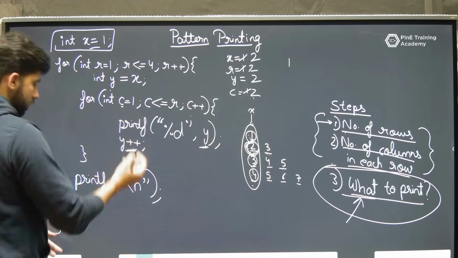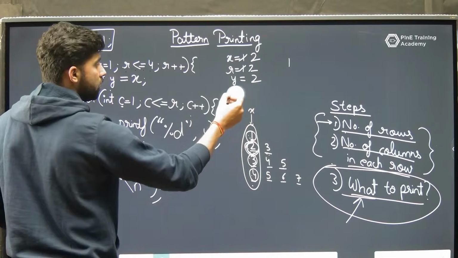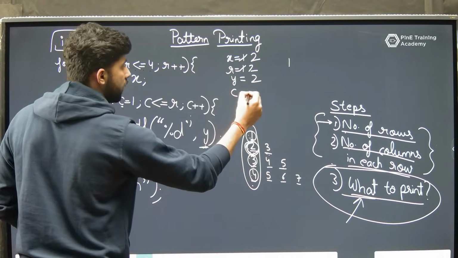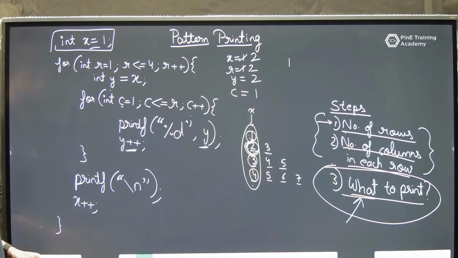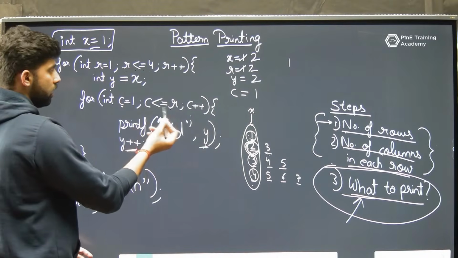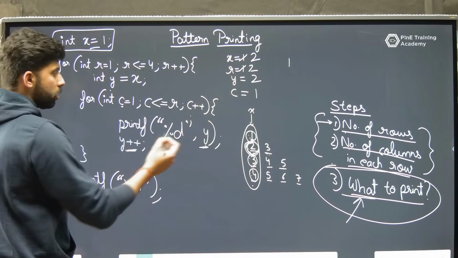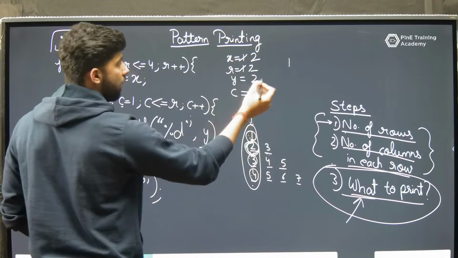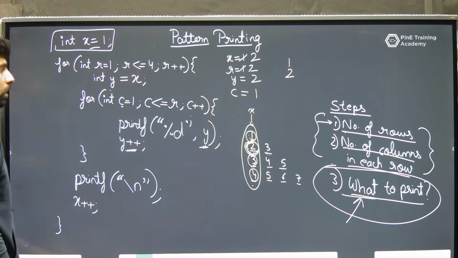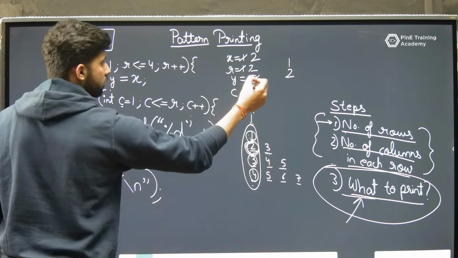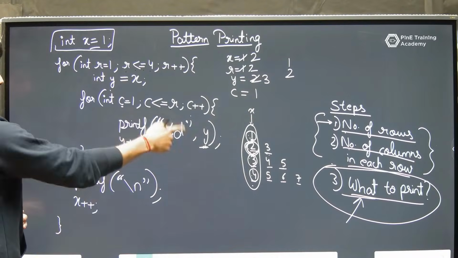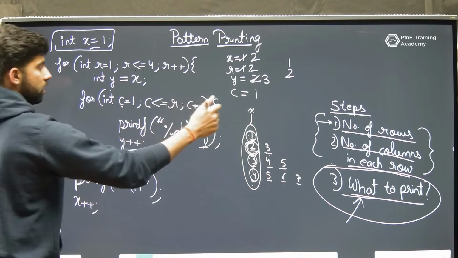Now again we will make c equals 1. This condition is again true. 1 is less than or equal to 2. So we will print y. What do we have in y? We have 2. Then we do y plus plus, so y becomes 3. After all this, we will increment c.